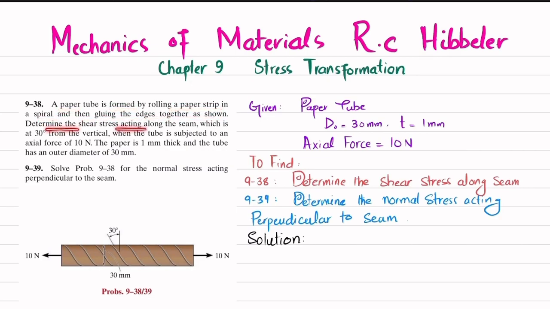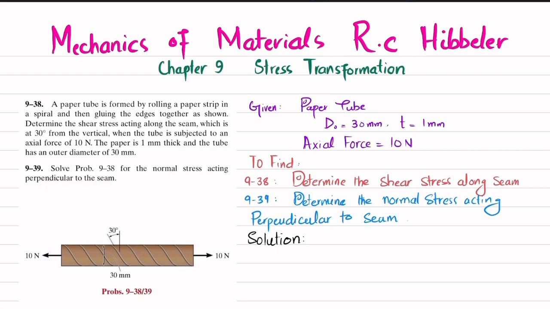Determine the shear stress acting along the seam, which is at 30 degrees from the vertical, when the tube is subjected to an axial force of 10 Newton. The paper is 1 millimeter thick and the tube has an outer diameter of 30 millimeter. And in another problem, it is given: solve problem 9-38 for normal stress acting perpendicular to the seam.